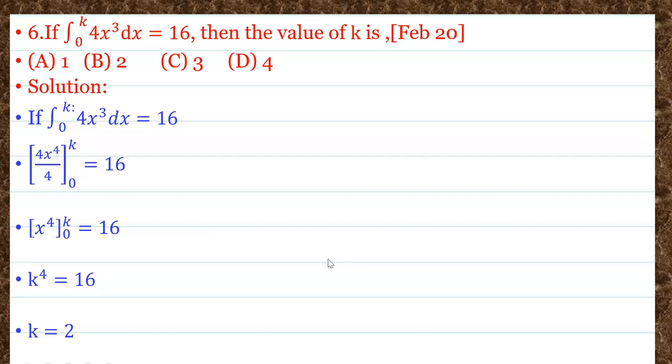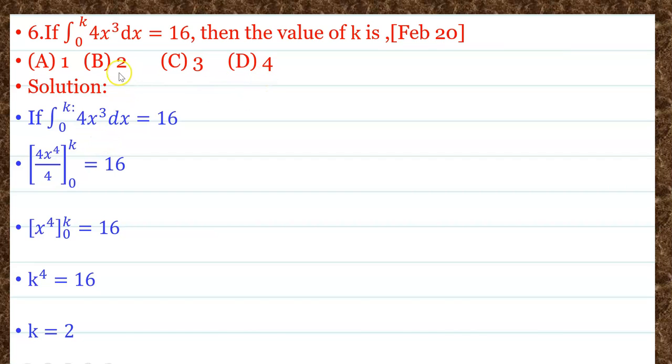नेक्स्ट क्वेश्चन, क्वेश्चन नंबर 6. इफ इंटिग्रल 0 to k 4x³ dx is equals to 16, then the value of k is. फेब्रुवारी 20 ला विचारला गेलेला प्रश्न आहे, ज्यावेळेस आपला पहिला लॉकडाऊन लागण्यापूर्वीची जी परीक्षा झाली होती त्या परीक्षेला. ओके, the first option A is 1, B is 2, C is 3, D is 4.